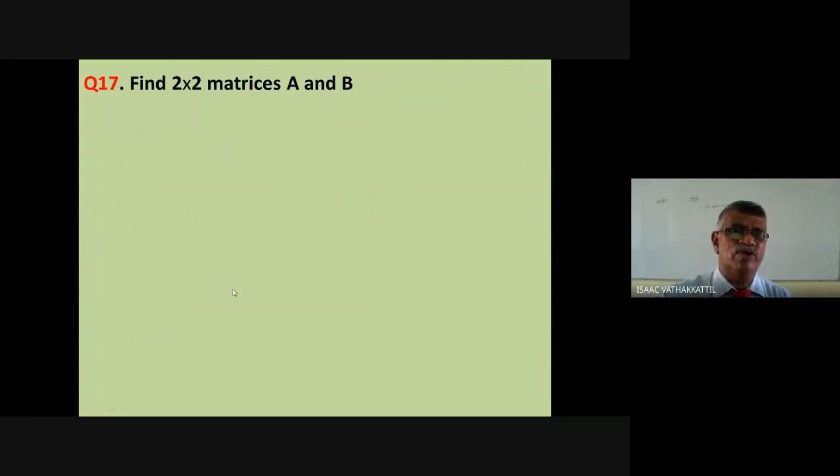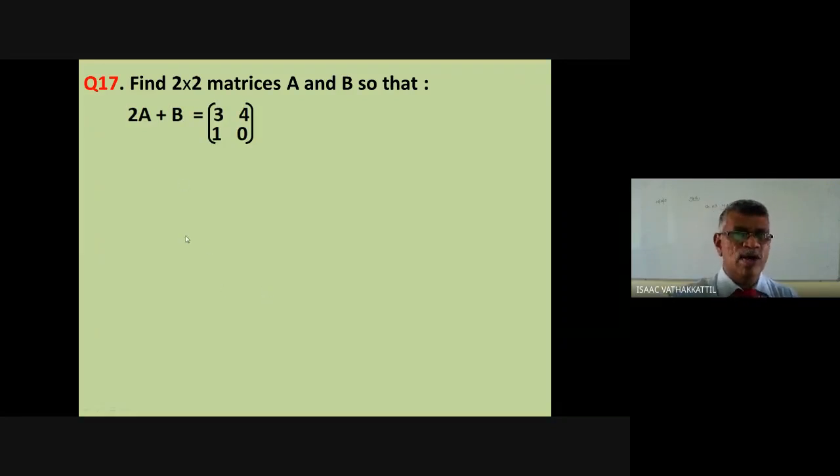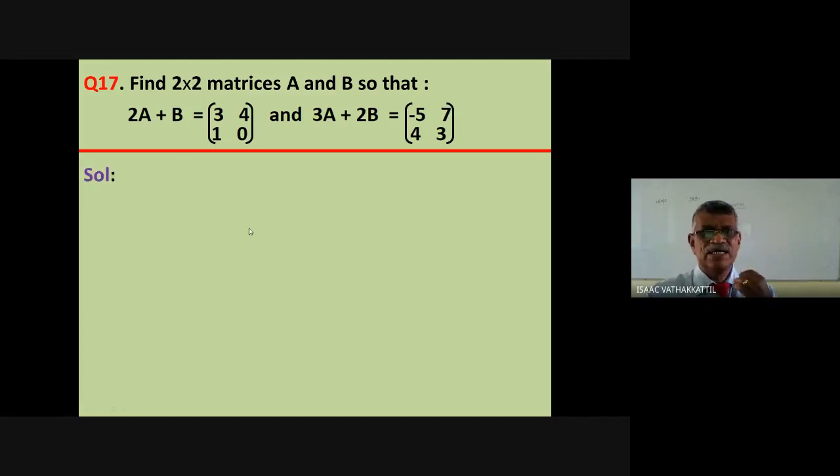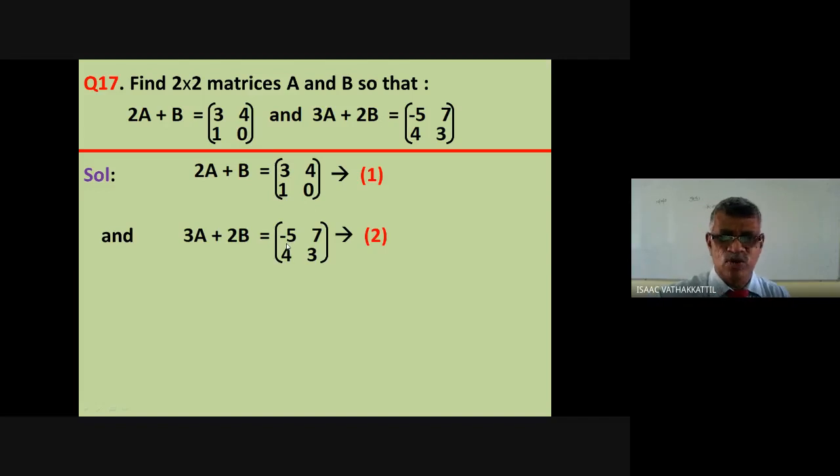Find 2 by 2 matrices A and B so that you are going to have a matrix equation now. 2A plus B is [3, 4; 1, 0], and 3A plus 2B is [minus 5, 7; 4, 3]. It is something like solving a system of two linear equations. What are the given equations? 2A plus B equal to [3, 4; 1, 0], and 3A plus 2B equal to [minus 5, 7; 4, 3].